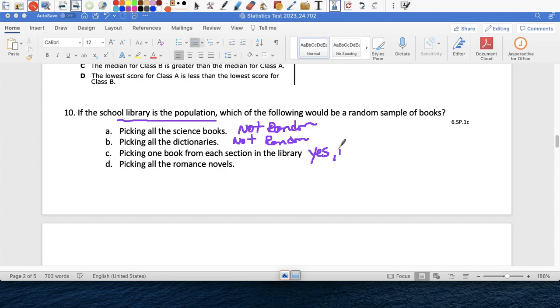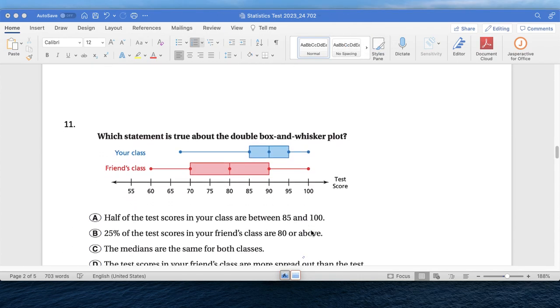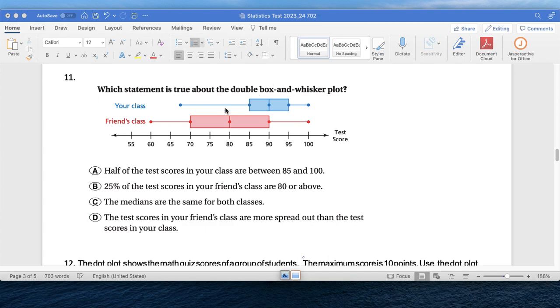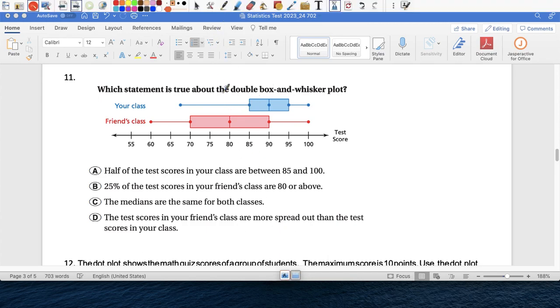Yes, it is. And then picking all the romance novels, that would be not random. So this is the one that we want.